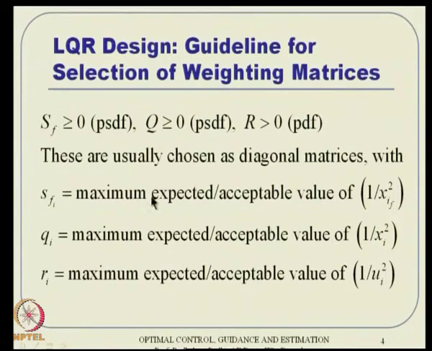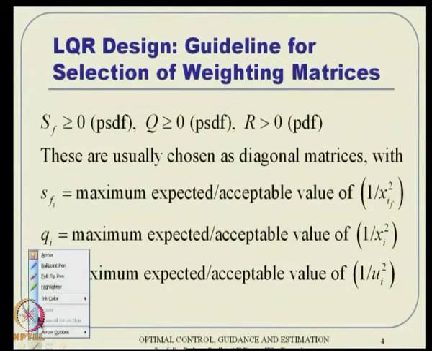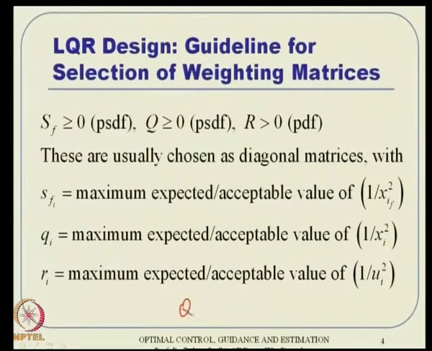Okay. So, that is what I am talking about. For example, whatever Q you are talking about here, Q is nothing but a diagonal matrix with Qi, and everything else is 0. Now, how will you select this Qi?